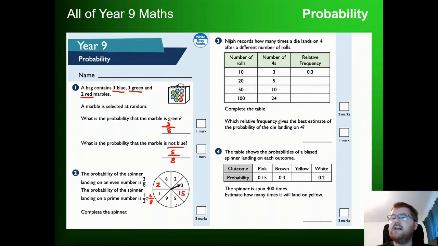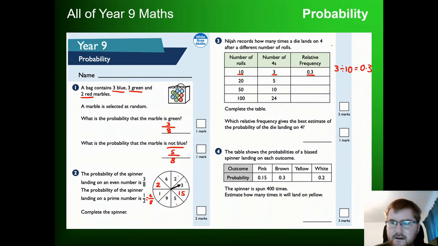Now, Nija records how many times a die lands on 4 after a different number of rolls. Now, complete the table. One thing I teach my students, particularly at year 11 and beyond, is look for patterns in the question. So even if I don't know what relative frequency means, of course I know what it means, but even if I didn't know, notice I've got a 3 and a 10 here, and the answer is 0.3. So how do these numbers link? Well, if I take 3 and divide it by 10, then I'll get to 0.3. So the question's really asking me to just do 5 divided by 20, 10 divided by 50, and so on.